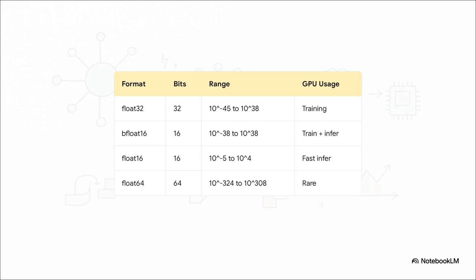But check out the real game changer here, bfloat16, or brain floating point. It intelligently halves the memory usage down to 16 bits. But, and this is key, it keeps the exact same 8-bit exponent width as float 32. So it retains that ridiculously vast dynamic range of 10 to the negative 38 all the way to 10 to the 38. It's super robust for training large models, but completely skips the memory bloat.